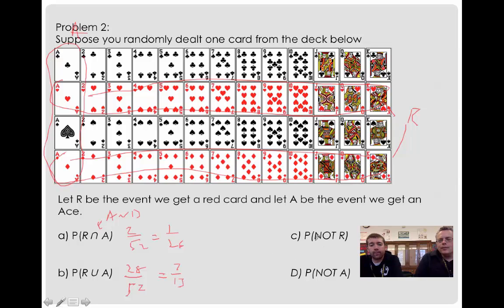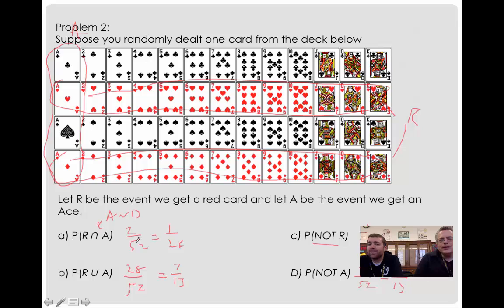Okay. Probability of not getting a red card. Well, that would just be 1/2. Gotcha. Probability of not an ace. That would be 48 out of 52, or 12 out of 13. Sorry, 1 off.